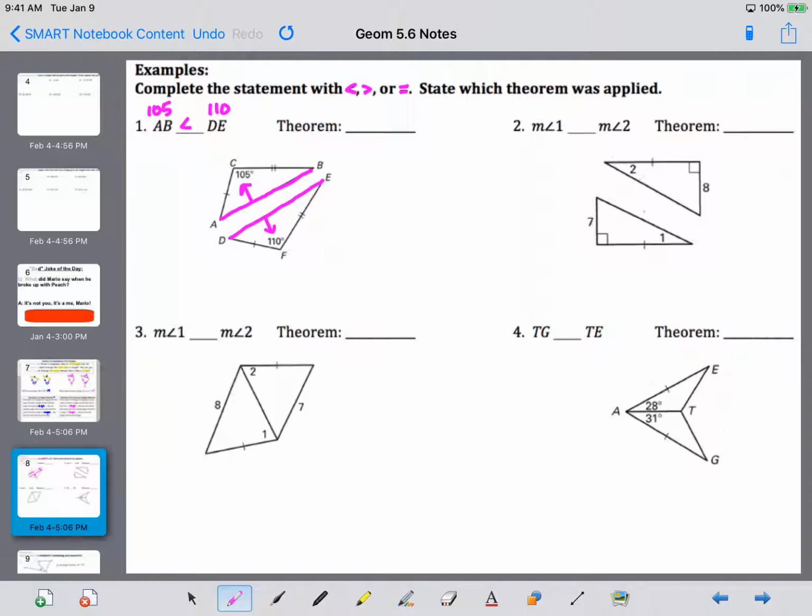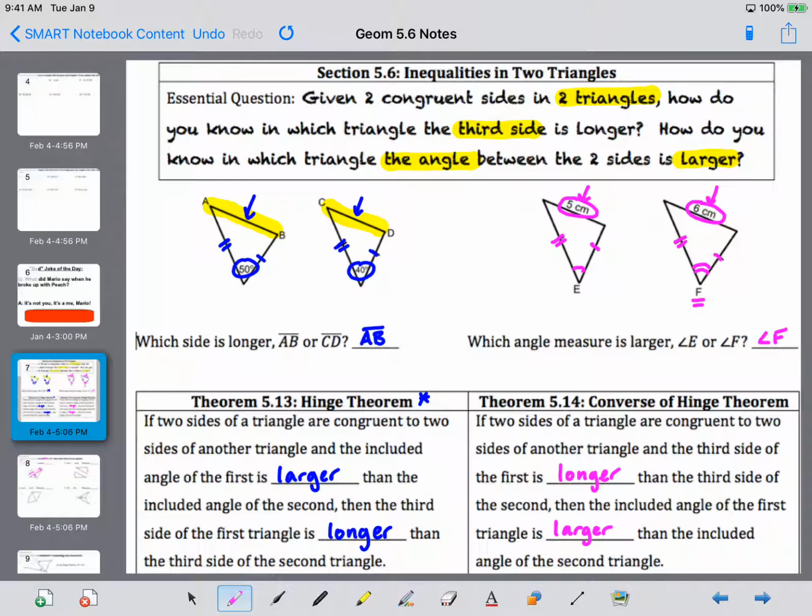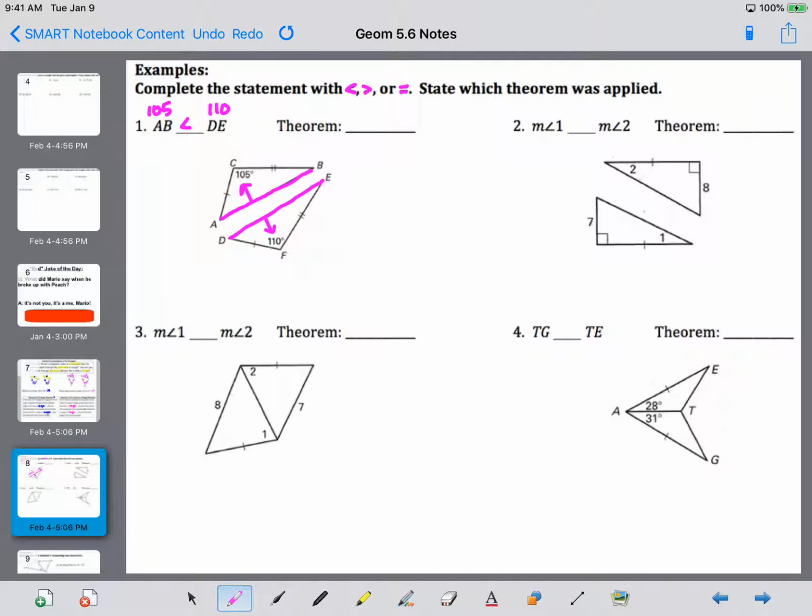All right, so if you're given two angles and you're trying to see what side is bigger, that's this theorem here. So we are using the hinge theorem. If it gives you angles and you're comparing sides, you're using the hinge theorem.